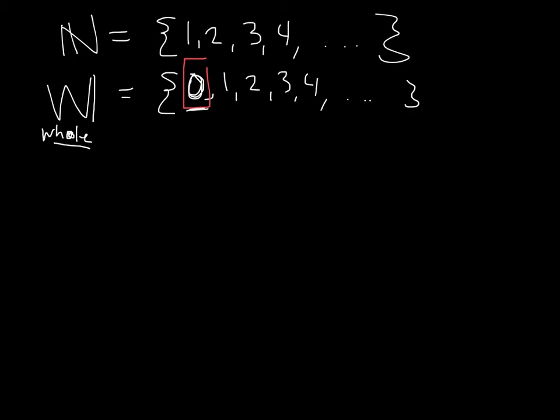Okay, so the natural numbers are actually a subset. All right, so let's connect everything. The natural numbers are a subset of the whole numbers. Okay, so we have these natural numbers and whole numbers.